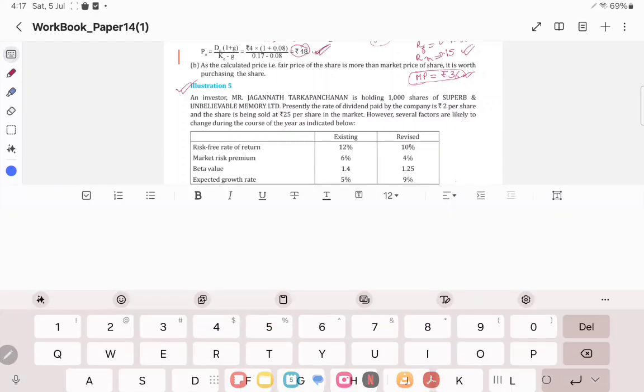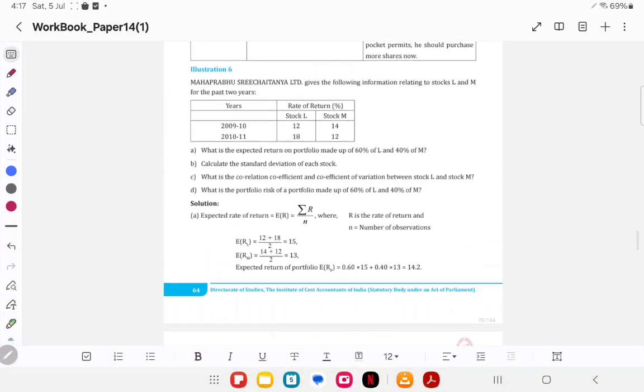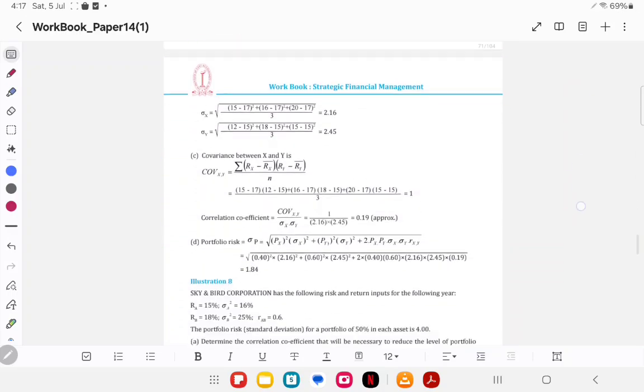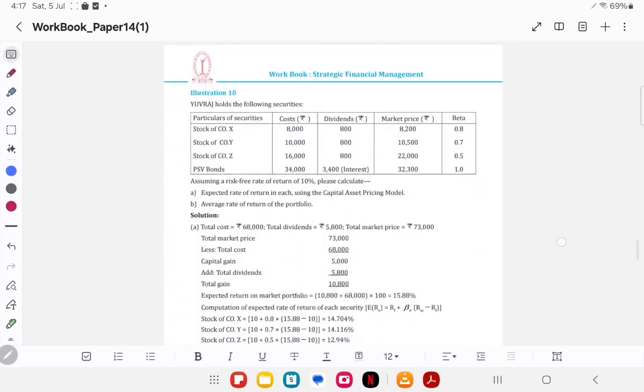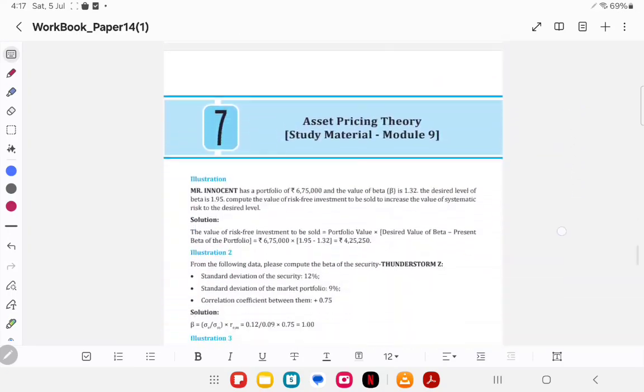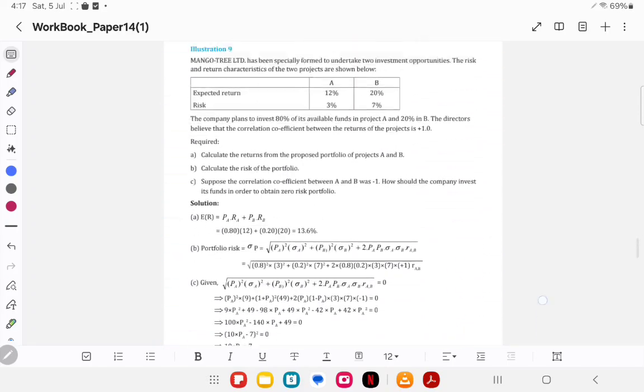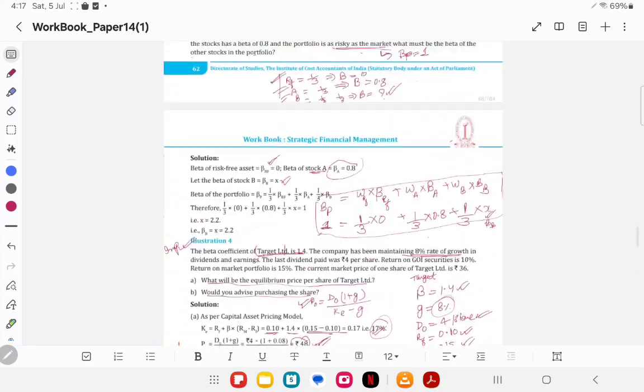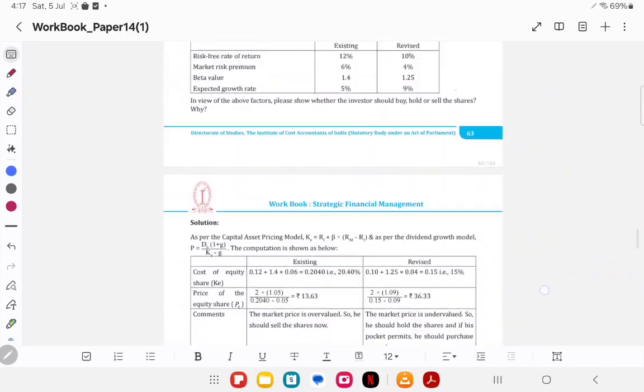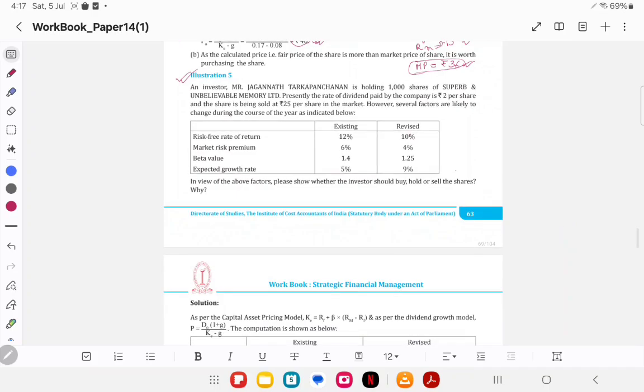How many questions are left? Let me see once. Illustration 6, 7, 8, 9, 10, 11, 12. Okay, there are 12 questions. So I think in the next video we'll most probably complete this portfolio chapter, starting with illustration 5.